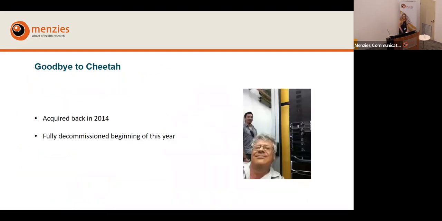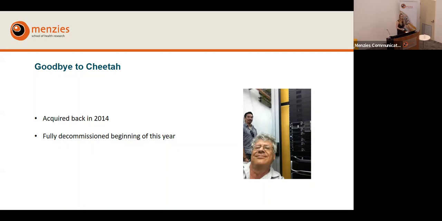I'd like to take a moment to just say goodbye to Cheetah. So as you might or might not know, Cheetah is Menzies and CDU's previous high performance computer, and it came to life in 2014. I'd like to say because of Phil's persistence and passion in supercomputing. That's him in front of the old system. And it's literally been turned off just last month. So that's it, no more Cheetah, that's it.